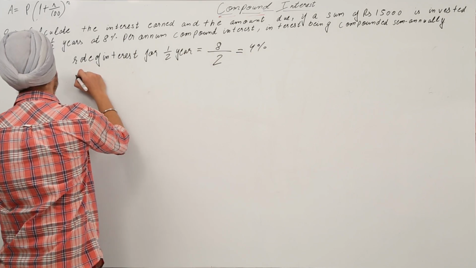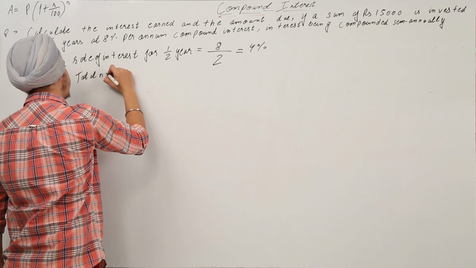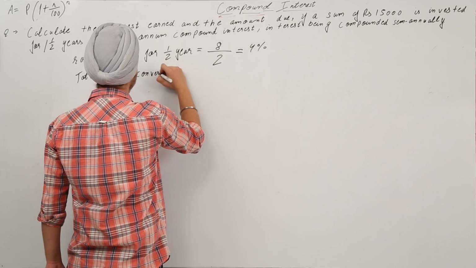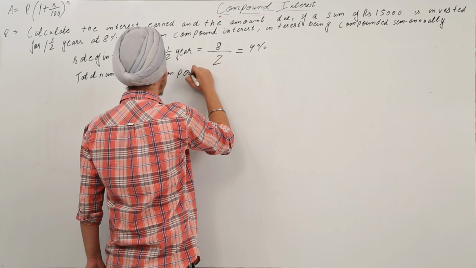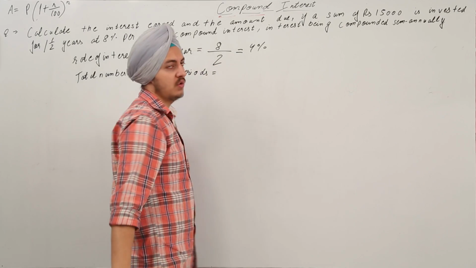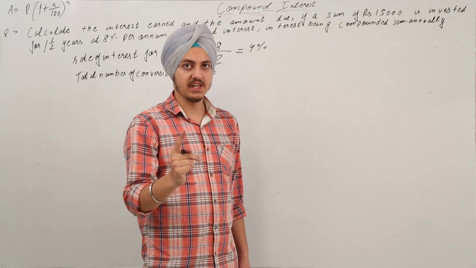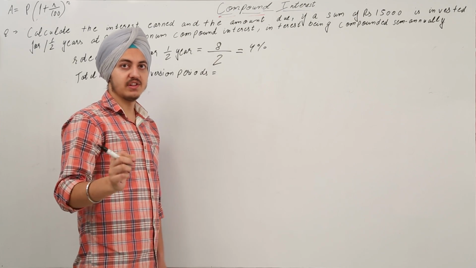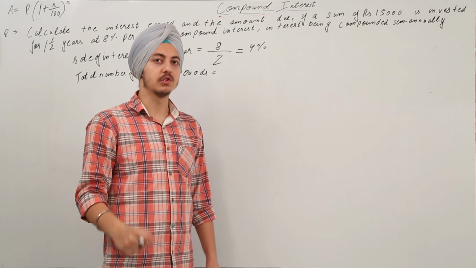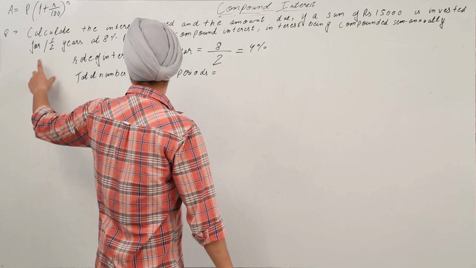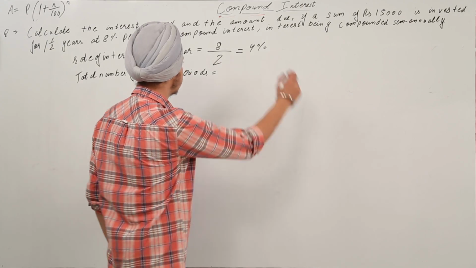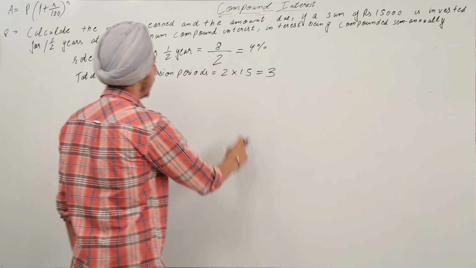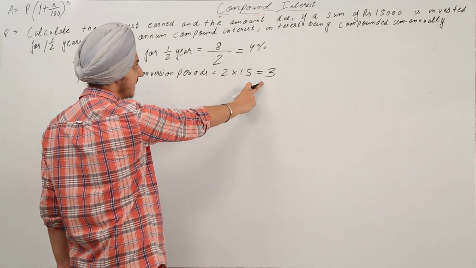Then we have the total number of conversion periods, which is equal to the number of conversion periods in 1 year into the total number of years. So the number of conversion periods in 1 year, if the interest is compounded half yearly, are equal to 2. So we have the total number of years is 1.5. So 2 into 1.5 is equal to 3. So here R is equal to 4 and N is equal to 3.